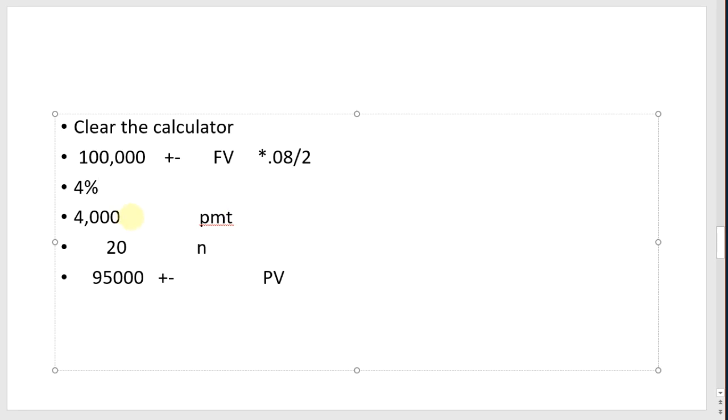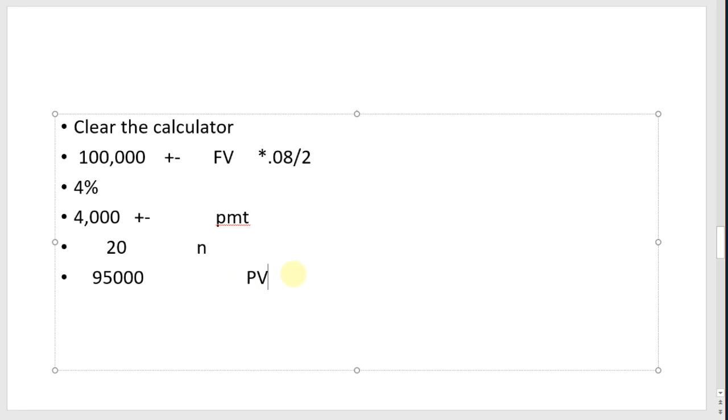So with that $4,000, we want to make sure that that is showing up on your calculator as a minus. And that will happen if you hit that plus minus key. So look at your 4,000 and make sure that that is a minus as well. This is an outflow, so we're going to have a 4,000 outflow, we're going to hit payment, and then just like before, we can hit 20 for N, and this time our 95,000 is a cash inflow, so just 95,000, hit your present value key.